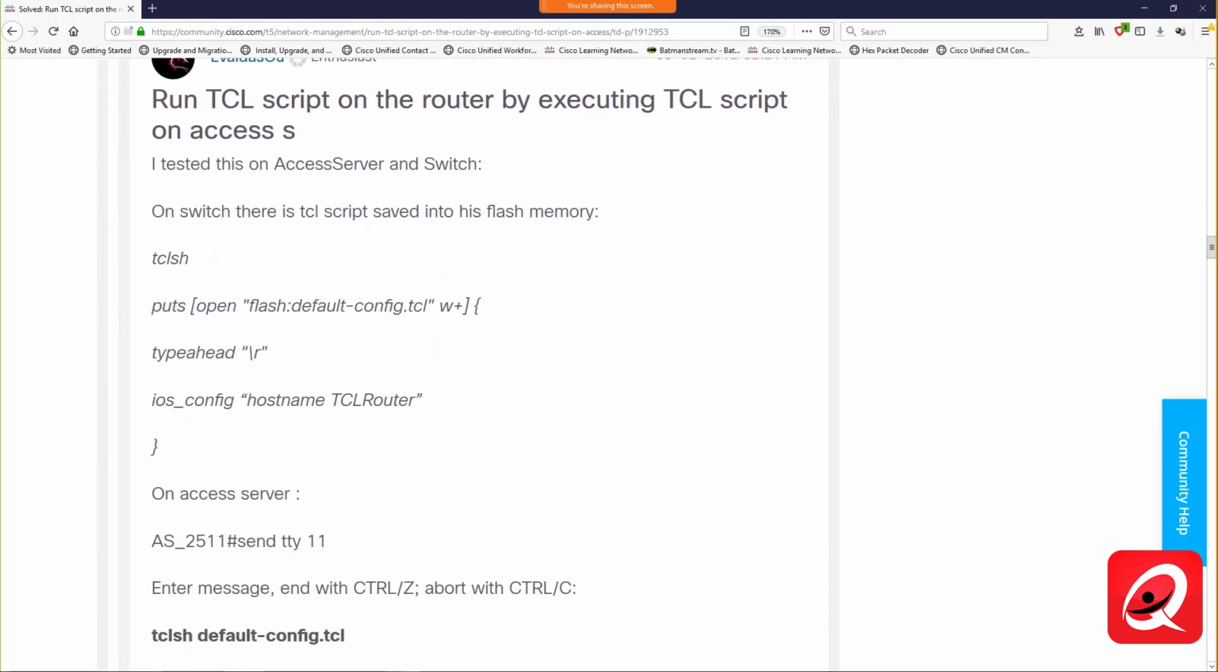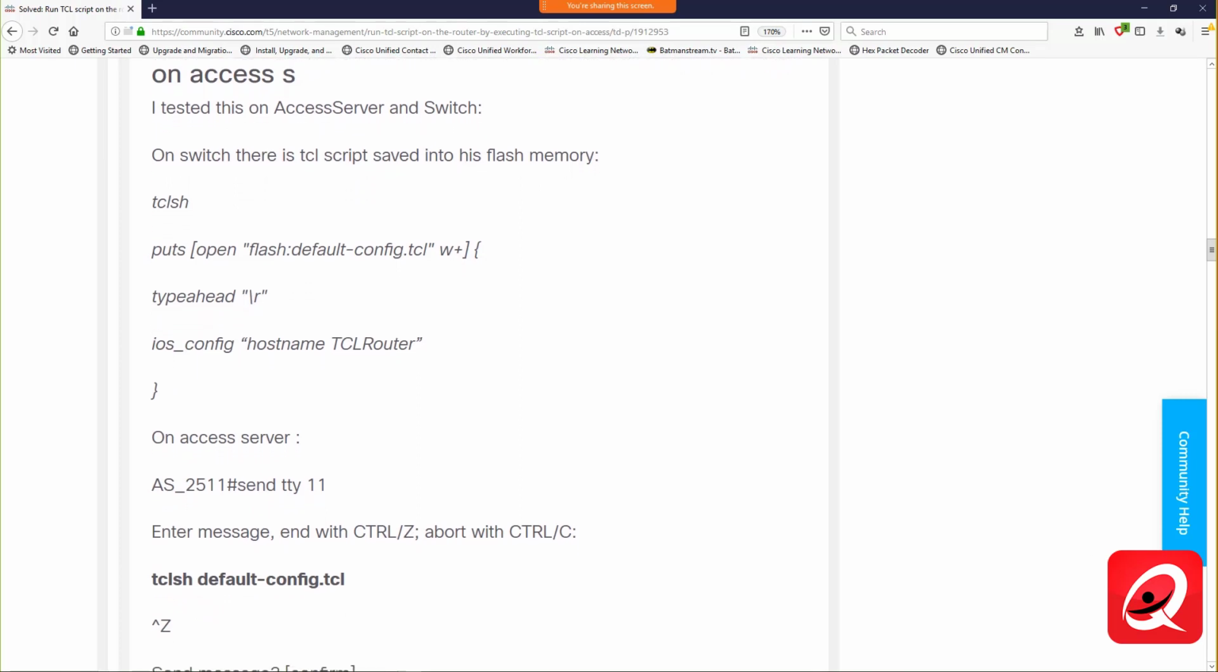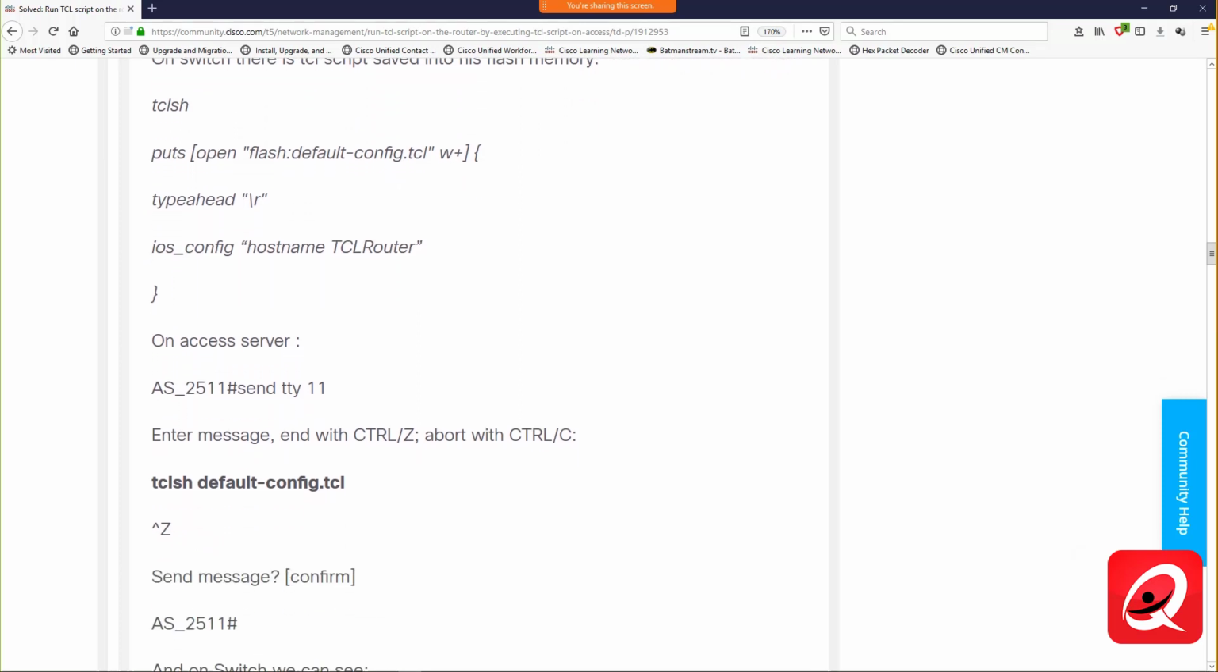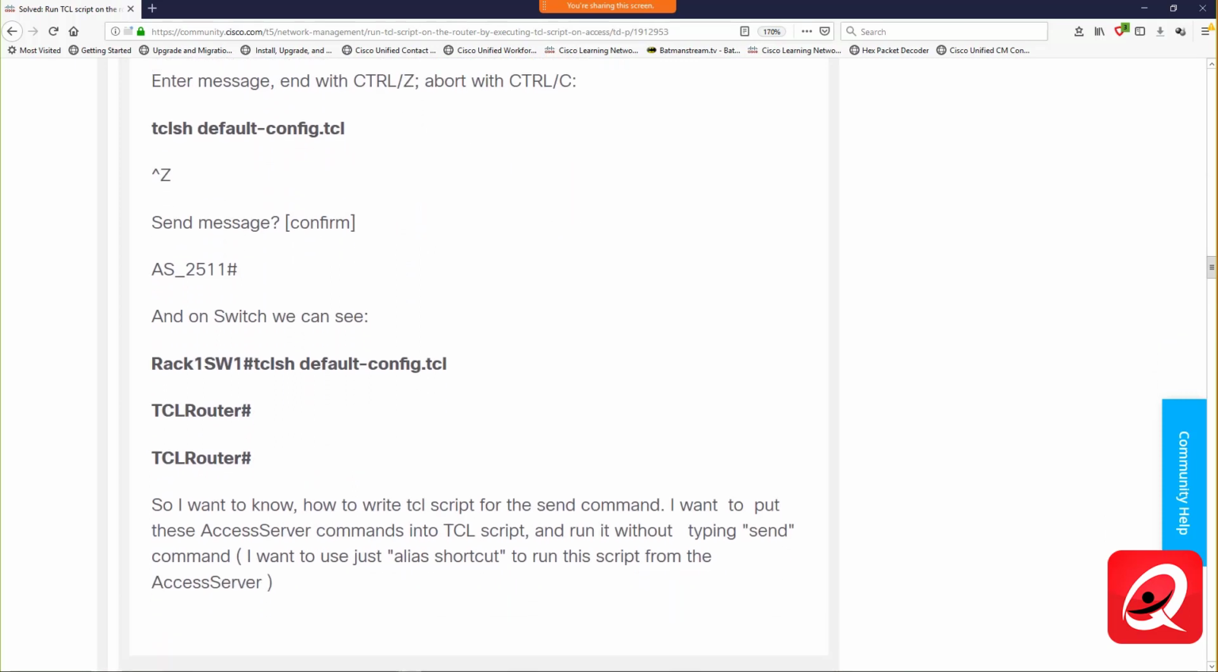Put open type. Yeah, it looks like there's a way that if you create a file on the flash, you can alias executing the flash file. The flash file, yeah. That's actually what they're doing right here. They're creating a TCL script, a file in Flash, and they're executing that command.